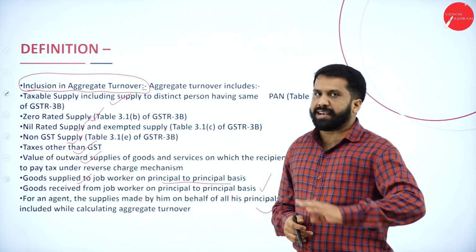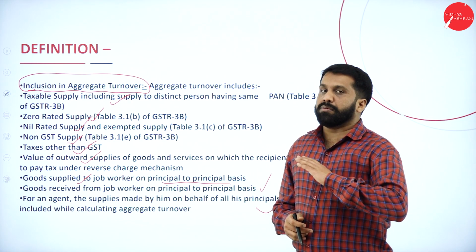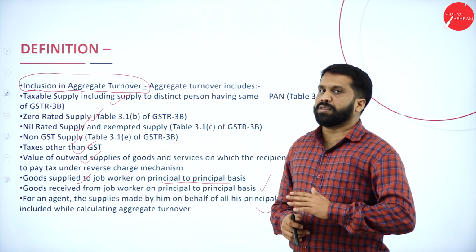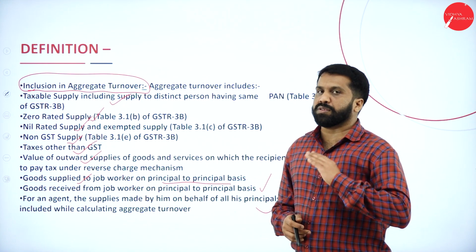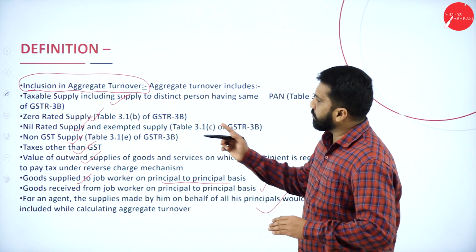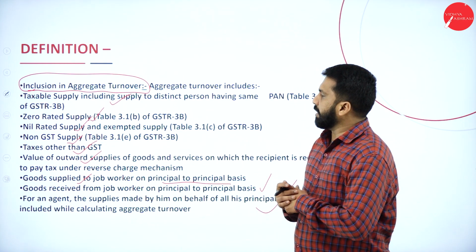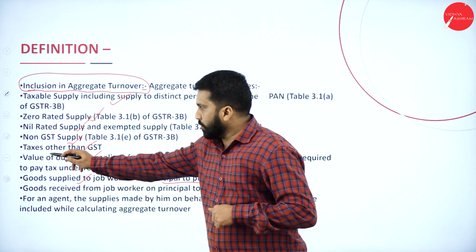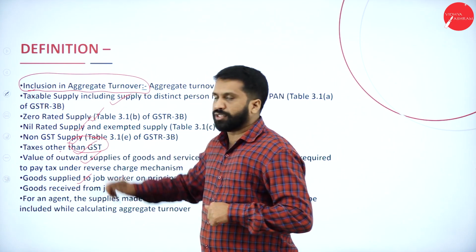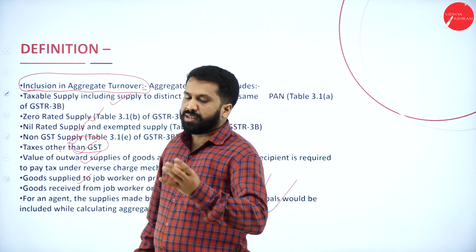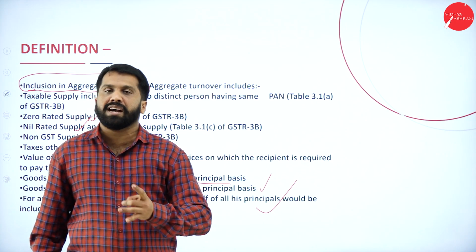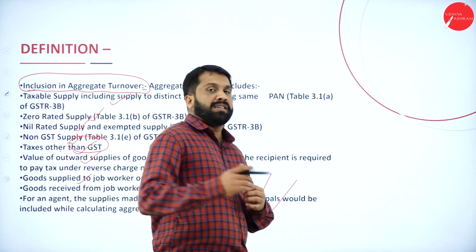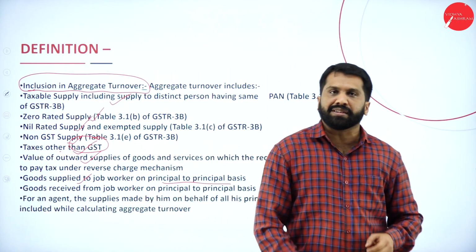All zero rated, exempted, agriculture, even job work on principal to principal basis, any agent, principal to principal basis, everything comes under your aggregate turnover. Clear? Yes. Remember, taxes also will be included, but other than GST. What is GST? CGST, SGST, IGST, as well as UGST. These are the things we are not supposed to consider.